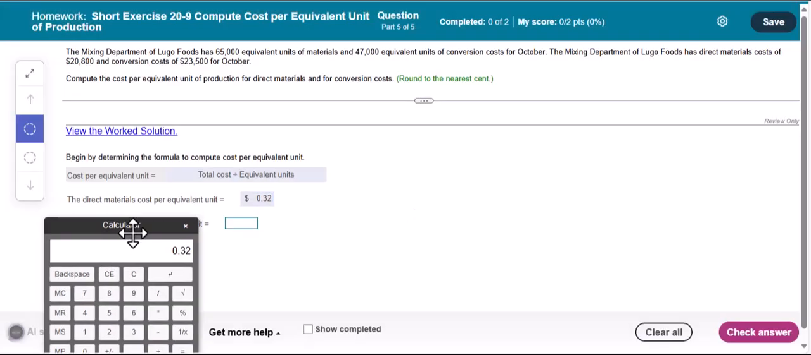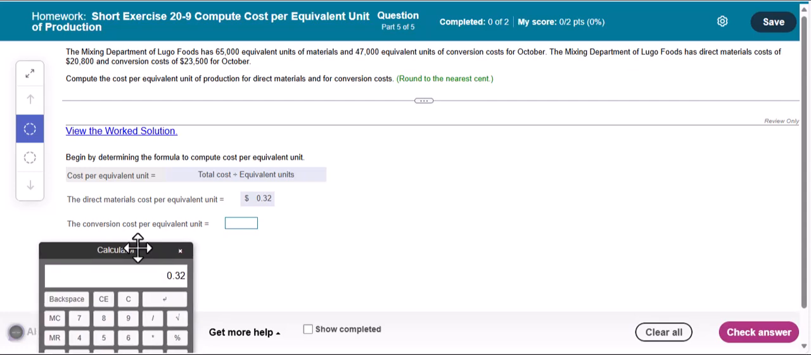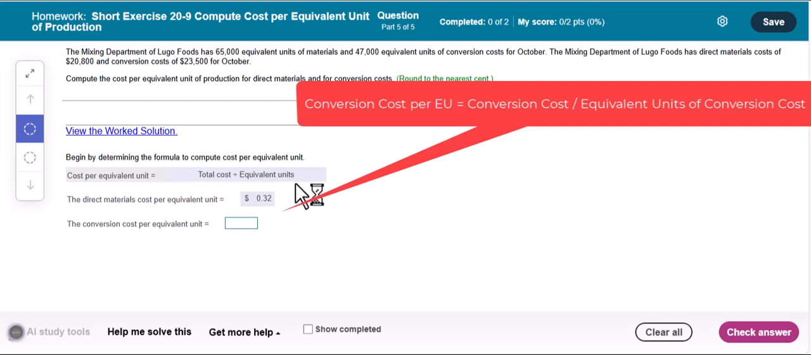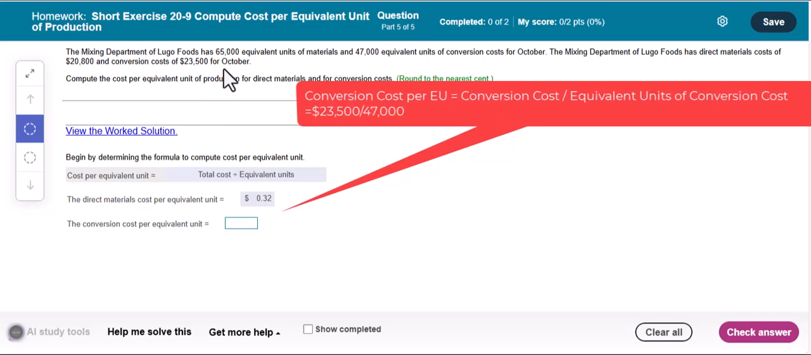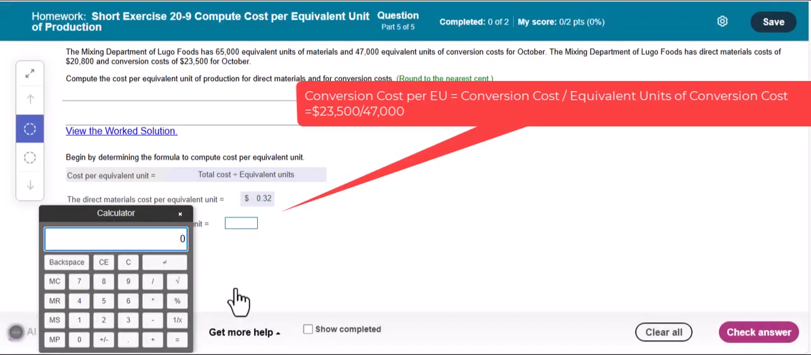All right, so now next up we have the conversion cost per equivalent unit. Remember, here is our formula, so that's cost divided by units. So we're going to take the conversion cost of 23,500 for October, and we are going to divide that by this 47,000 equivalent units of conversion costs for October. So we get our calculator out again.